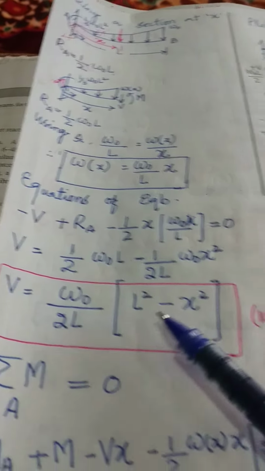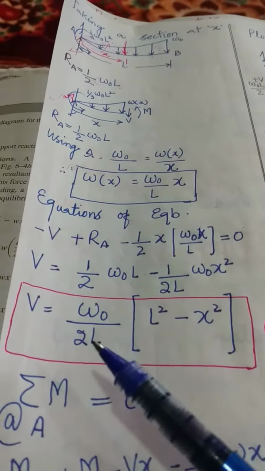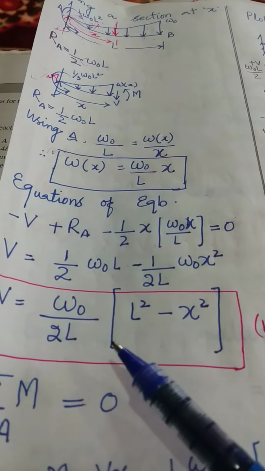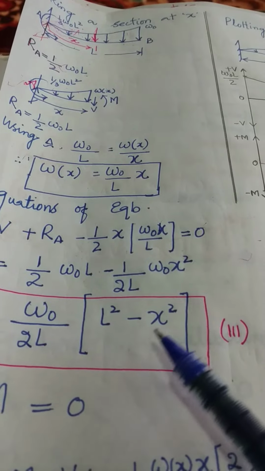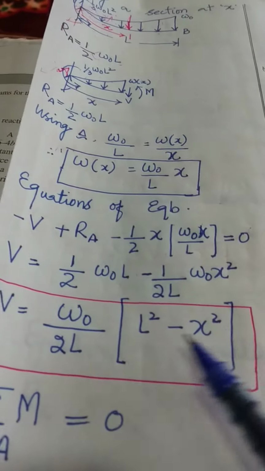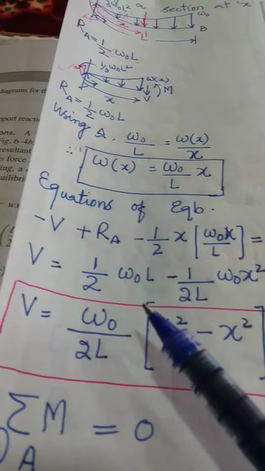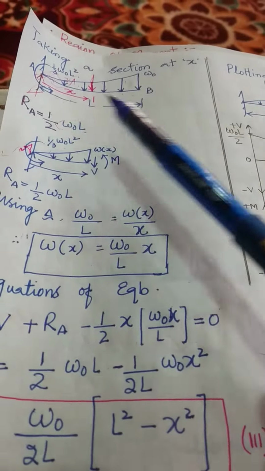So this equation, that's equation number 3, gives us the variation of the shear force across the span of the beam with the variation of X. So as the X changes, the shear force varies, and this is the formula that gives us the variation of shear force across the span of the beam.